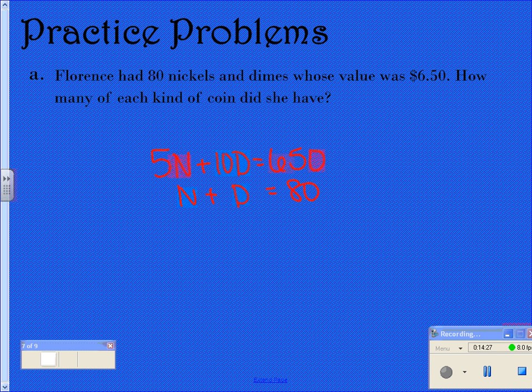Do you agree? Okay. What would you do? Multiply by -5? What would you end up with? So D would equal, do you agree? If you have 50 dimes, how many nickels? You see how that works? Any questions on those?